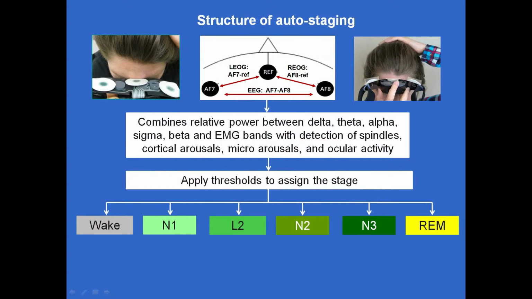From the frontal sensors, the differential recording from AF7 and AF8 is the primary signal used to stage sleep. The power spectral characteristics of the conventional EEG bands, plus the power from 32 to 128 Hz, which we refer to as EMG, is combined with the detection of spindles, cortical arousals, microarousals, and ocular activity measured from the left and right EOG channels to stage sleep. Each stage has a designated color.